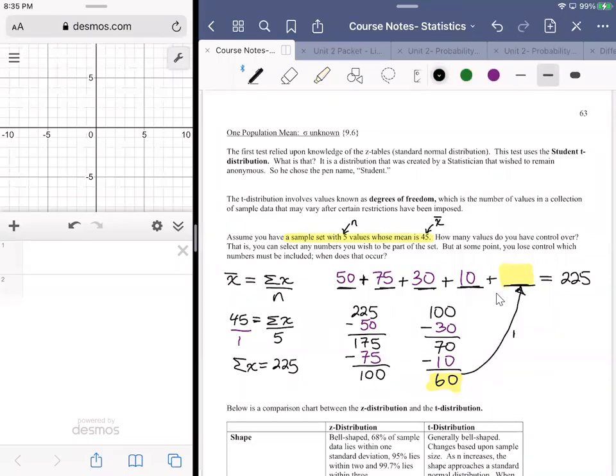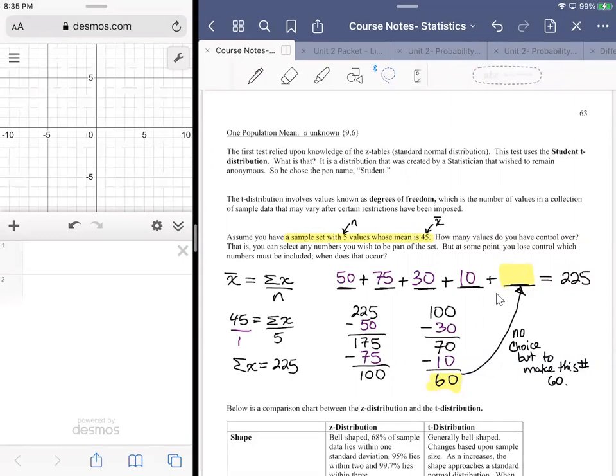All right, so I have no choice but to make this number 60. Right, no choice in the situation. I had the choice over the first four values, but that last value I had no choice. And that's always how it plays out. If you know the mean and you know how many values there are in a data set, you will have control over all but one of those values in the data set. You can decide on whatever you want. That last one will be decided for you, right?